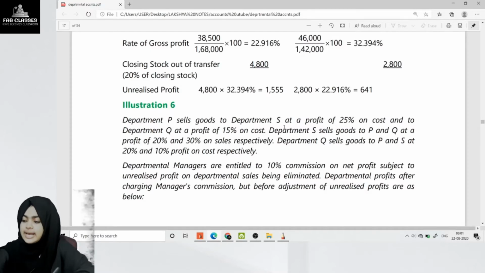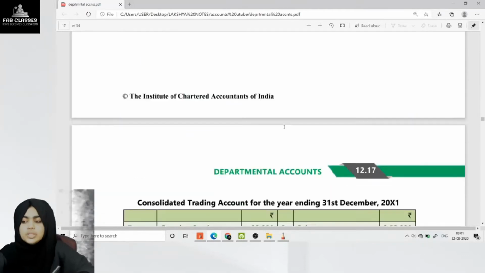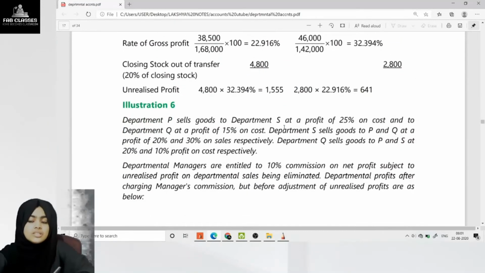Illustration 6 it is, and the page number is 12.17. 12.17 in the Accountancy module 3 from the CA Intermediate syllabus. So illustration number 6 is what we are going to do in this video. So let's read the question.